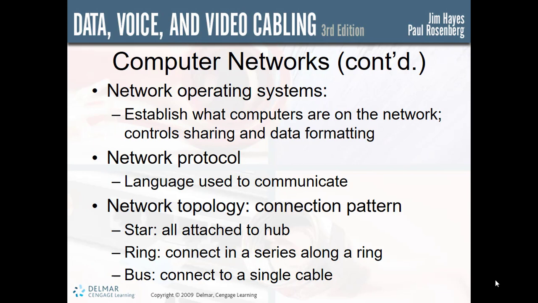Topology is the connection pattern of computers in the network. There are several methods for connecting all the computers of a network together, and some of the most common methods are the star topology, where all computers are attached to a central computer or a central hub; the ring, where all computers are connected in a series along a ring; and the bus, where all computers are connected to a single cable. The bus topology looks like all the computers are connected to one central cable.